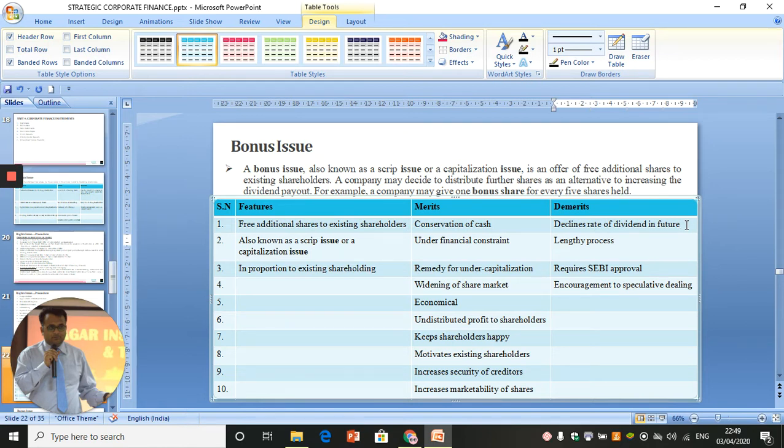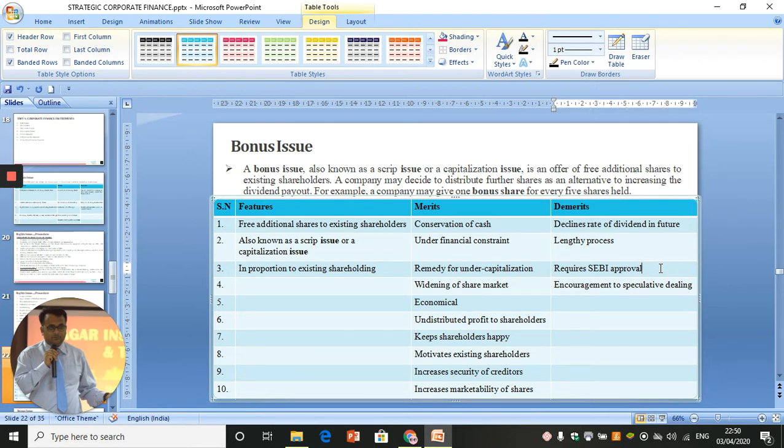Lengthy process. But lengthy process as compared to what? Lengthy process because you need permission to issue bonus shares, because bonus shares have to be from particular kinds of reserves only, it cannot be from all the reserves. Then it requires SEBI approval, because it can lead to frauds if you're issuing bonus shares from other reserves which are not allowed. For example, there are statutory reserves. Now, statutory reserves, you cannot issue bonus shares from, and if you do that, that is illegal. So you have to take SEBI approval.